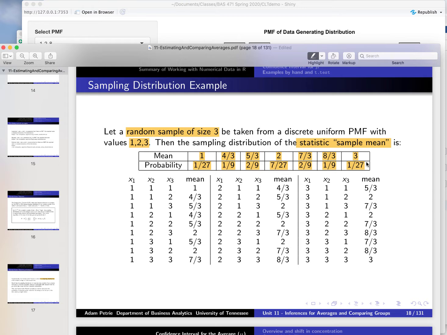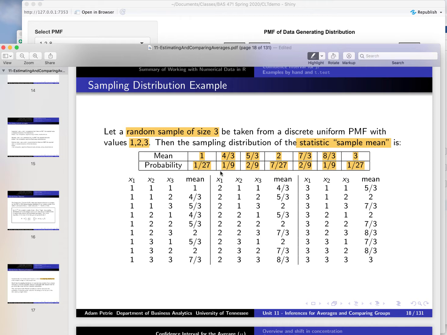So there's only a 1 in 27 chance of observing a sample average of 3 because that would consist of having all 3 of those sample values equaling 3 here. But there's a pretty good chance, a 7 out of 27 chance, of having a sample average of 2. There's a lot of different samples that actually result in a sample average of 2 here. So the sampling distribution of the sample average in this case consists of these 7 potential values with these respective probabilities.